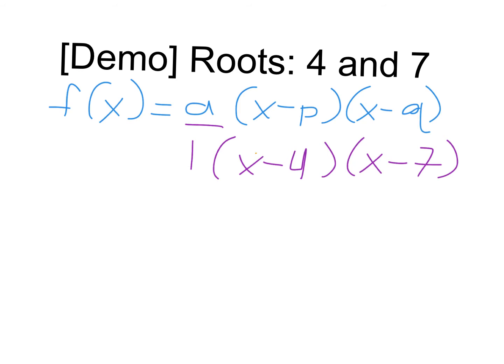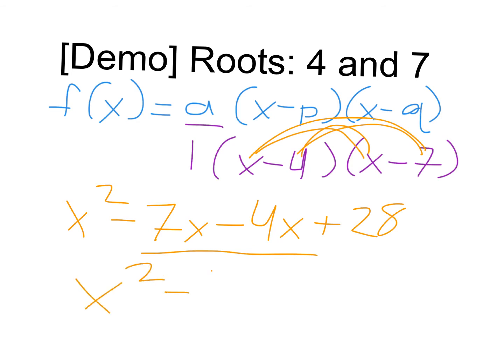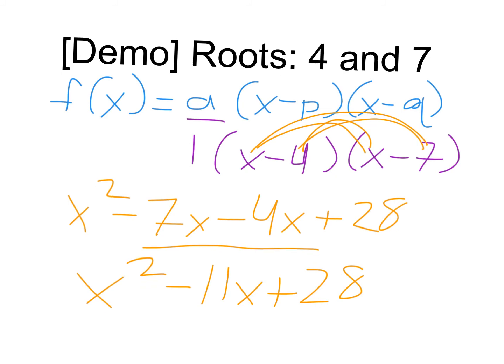Now we FOIL this stuff, so x times x gives us x squared. Outer terms, x times -7, -7x. Inner terms, -4 times x. And then last terms gives us a positive 28. We can combine these middle terms here to give us at the end x squared minus 11x plus 28. And so that is a parabola that has the roots of 4 and 7.